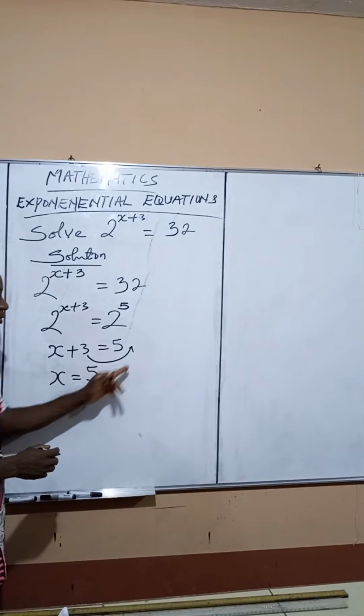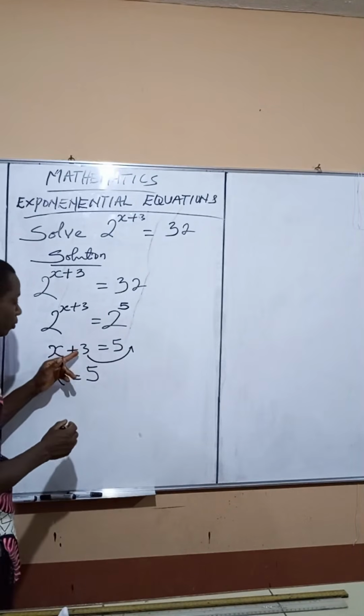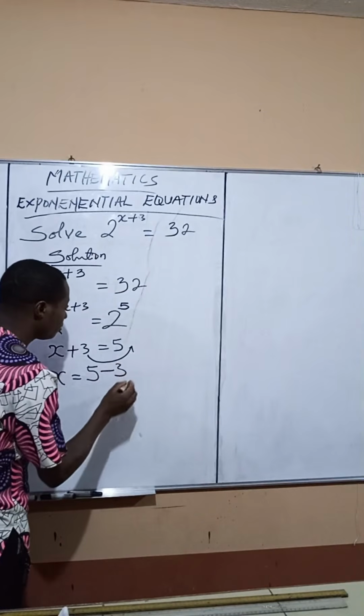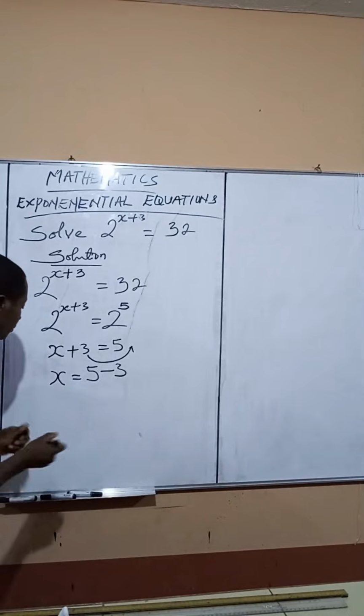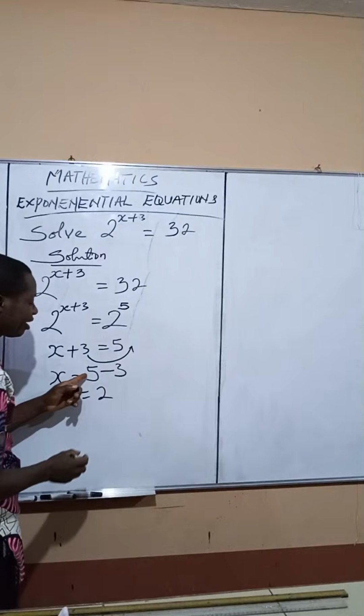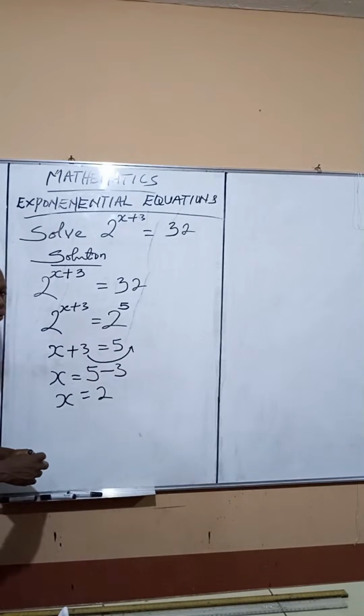When plus is crossing, it changes to minus. So this becomes minus 3. And this gives us x equals 5 minus 3, which is 2.